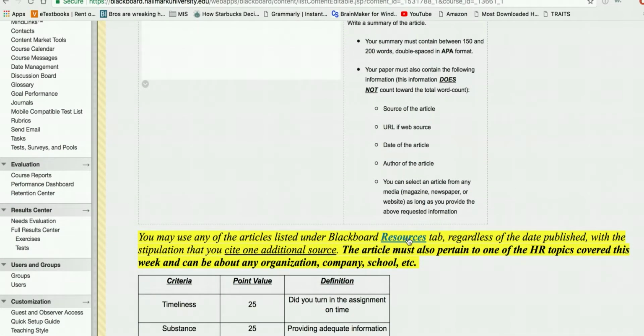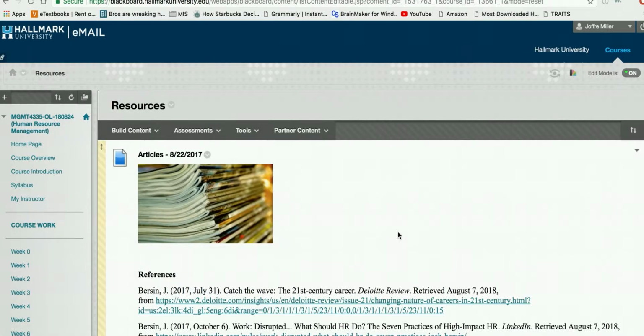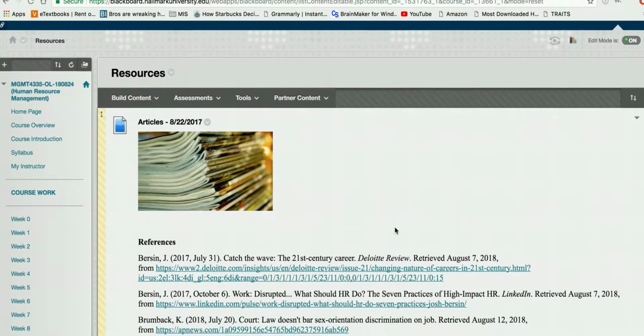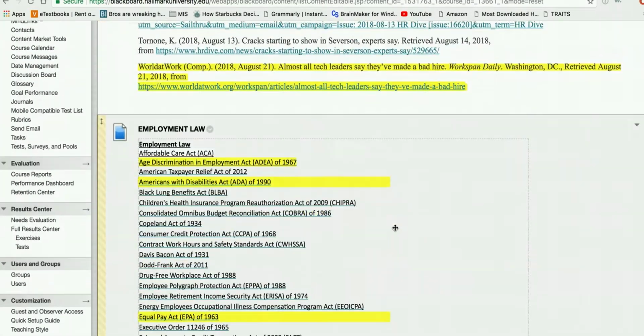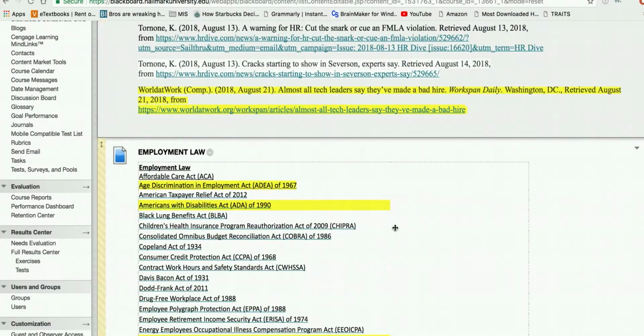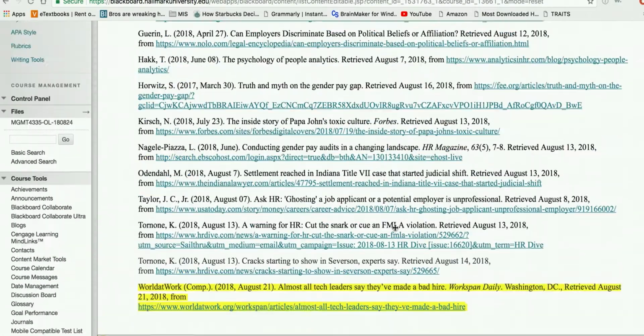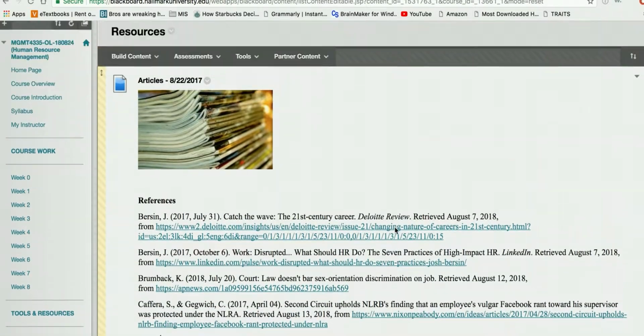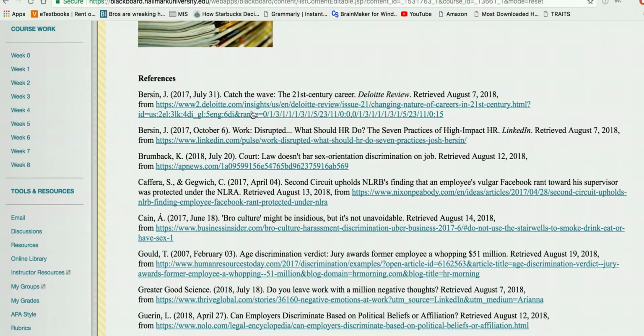So I'm going to take you to this resources tab. Under the resources tab, you will see a whole list of articles. And while we are here, I'm going to show you that there's, first of all, a list of references. You can use any of these. If you click on them, it has the URL.